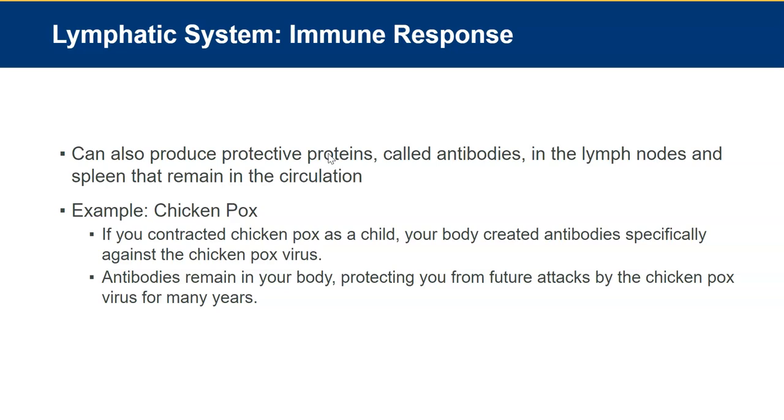Now, the lymphatic system also helps by producing protective proteins called antibodies. And so if you contracted chickenpox as a child, antibodies specific to the chickenpox virus have been developed. And those antibodies stick around, and if chickenpox was to be something you were exposed to again, your body would recognize it and ramp up its immune response much more quickly. Those antibodies respond to particular antigens. Think of those as signals or billboards on the outside of that pathogen that identify it.